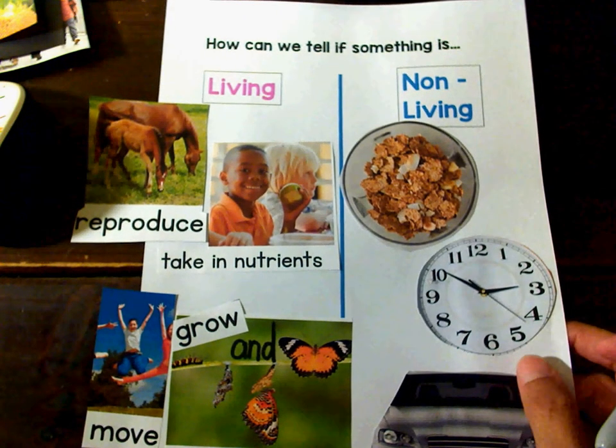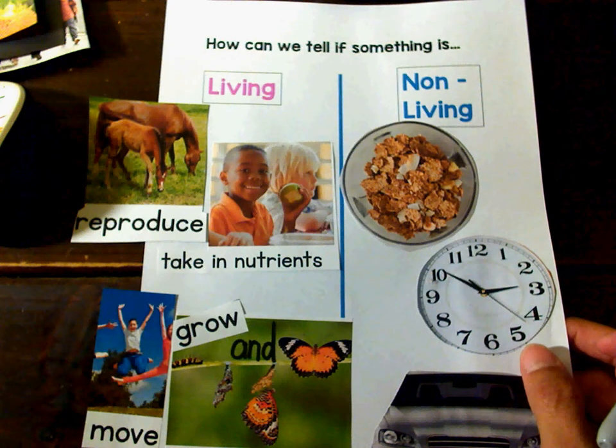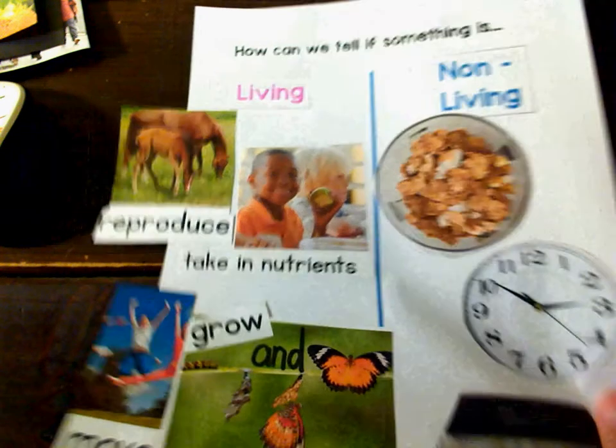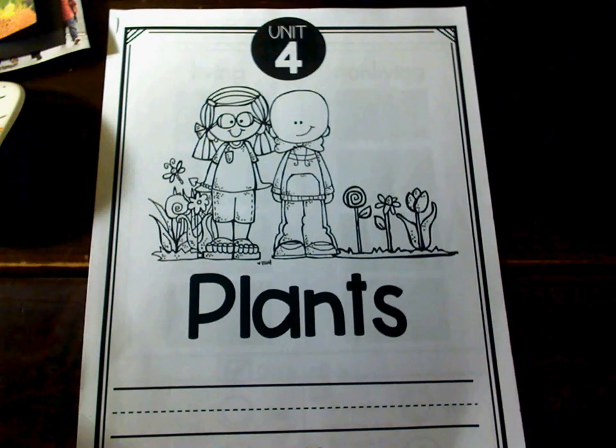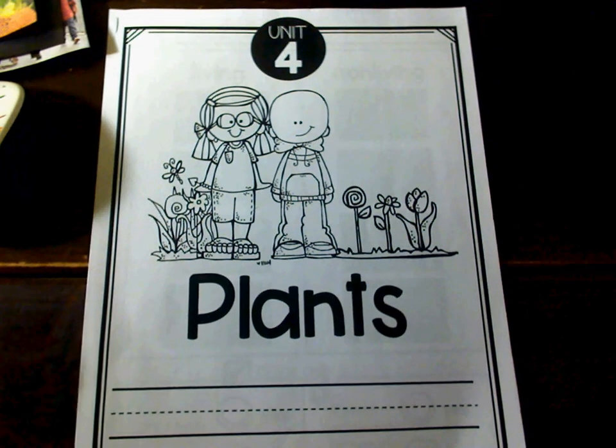Now, what I want you to do is you will need to get out your workbook on plants. It looks like this. You will need a pencil, scissors, glue, and crayons if you'd like. Pause the video while you get ready now.